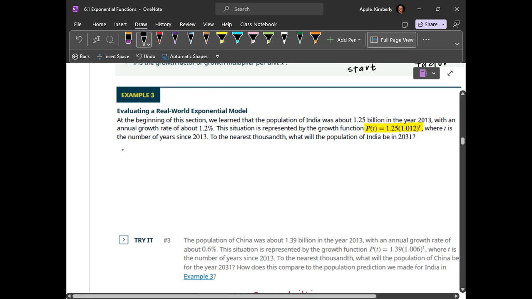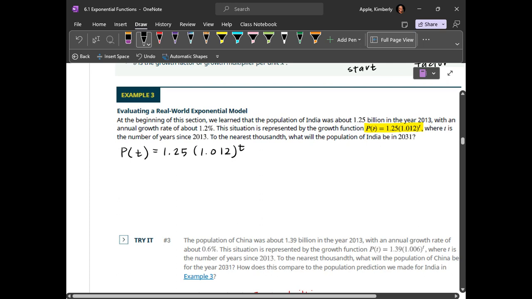This is not the first time we've seen this idea of defining a year where t is equal to 0, which is the starting time. And we're going to find that that is particularly useful in exponential functions a little later on. So all we want to know here is, to the nearest thousandth, what is the population of India in 2031?